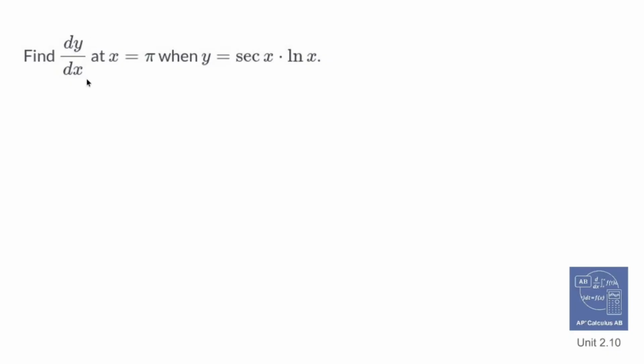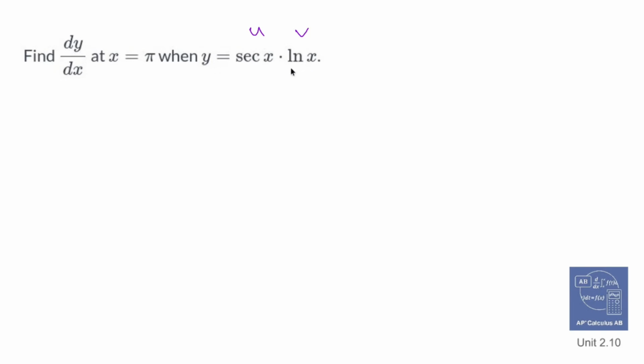Find dy/dx at x equals pi when y equals secant x times ln of x. Ugh. All right, so this is not going to be pretty at all. In fact, I think this is actually not going to be so bad. This is what's going to happen. We're going to need the product rule for that guy right there.